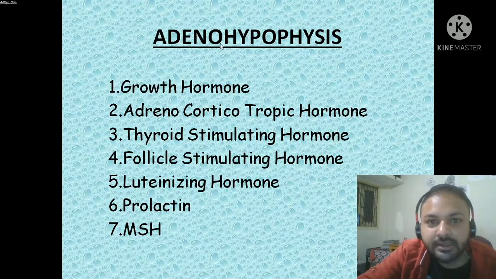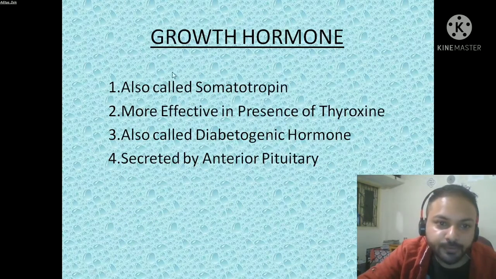Now the hormones secreted by adenohypophysis. These are 7 hormones which are secreted by adenohypophysis: growth hormone, ACTH or adrenocorticotropic hormone, TSH thyroid stimulating hormone, FSH follicle stimulating hormone, LH luteinizing hormone, prolactin and melanocyte stimulating hormone, MSH.